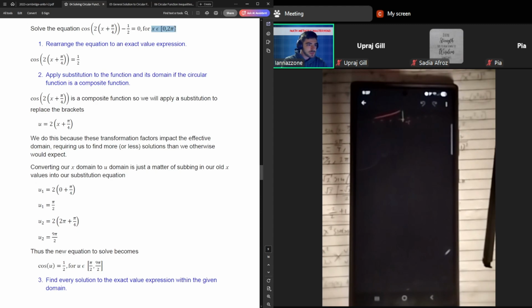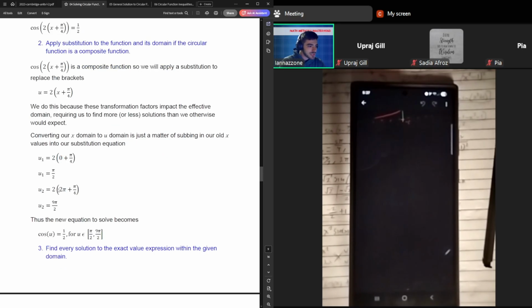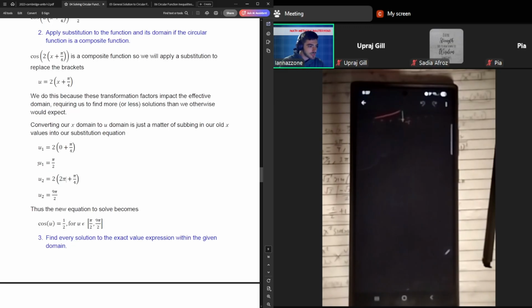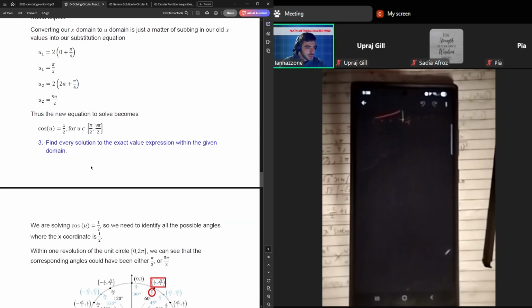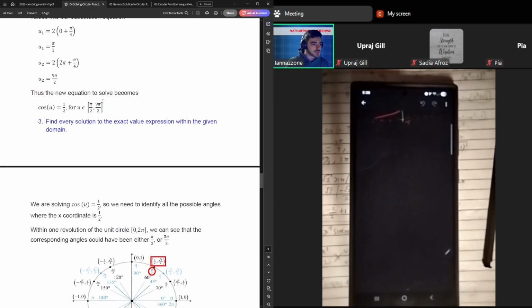The way that works is you take the x values from your domain, so x value of 0, x value of 2 pi, and you chuck those into that equation with u in it. If you replace the x's with those 0s and 2 pi respectively, you're going to get the new effective domain for the thing you're trying to solve. Once you get it to this stage, you just treat this like you've always treated solving circular functions. There's no weirdness around dilation factors or translation factors. You just want to solve where cos is a half for that given domain.